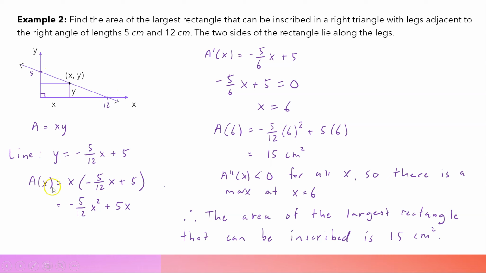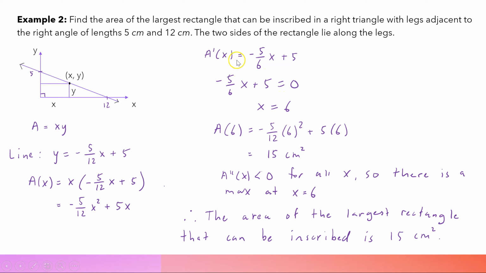And so for the area function, I end up getting x times negative 5 over 12 x plus 5. Then all I do is multiply both terms inside by x. So I'm distributing here to get negative 5 over 12 x squared plus 5x. After finding the derivative in terms of x, the next step is to set it equal to 0.